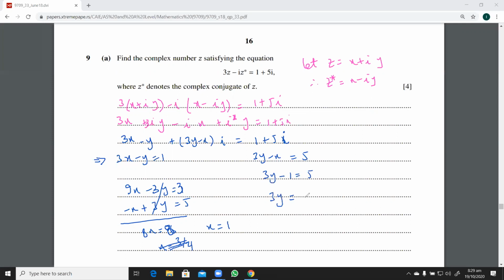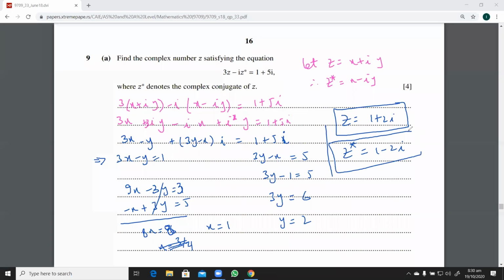So this was a very nice kind of question because we're getting the exact values here. Therefore this complex number z is 1 plus 2 iota. And if you want to mention its twin brother, the conjugate, that is going to be 1 minus 2 iota.